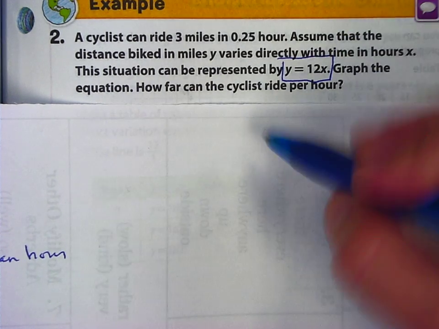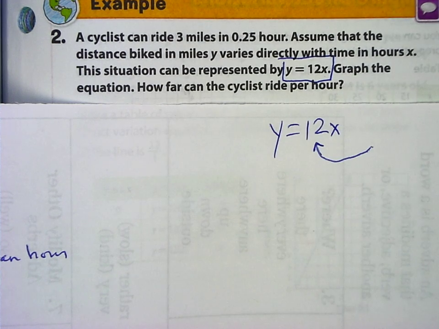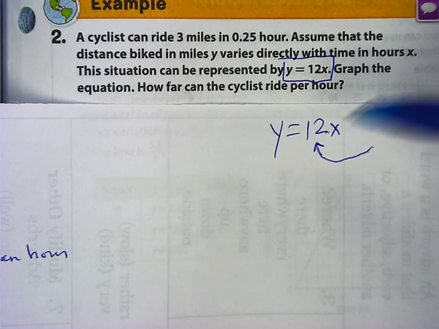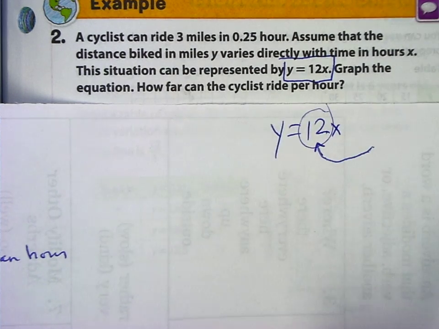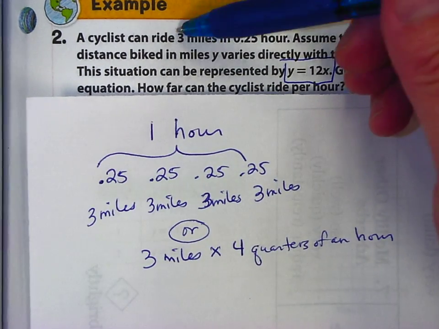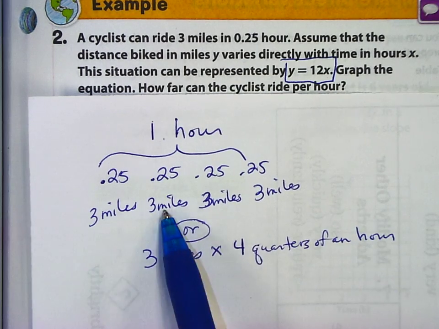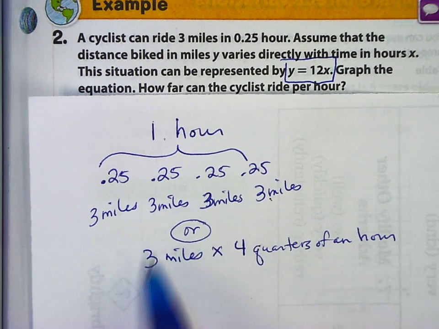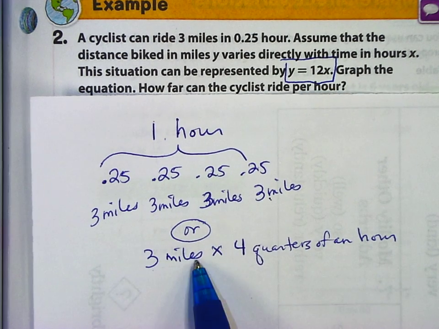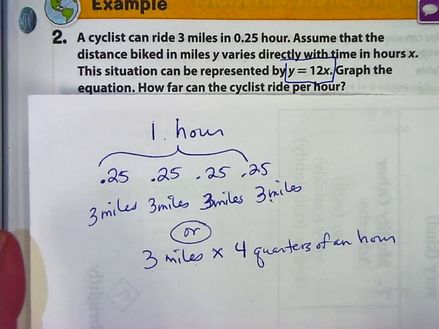Okay, so basically this y equals 12x, this 12 is your slope. This is telling you how many miles he can bike per hour. So if you take a look at this, it says 3 miles in a quarter of an hour. Well, there are 4 quarters in 1 hour, and in each one of these he bikes 3 miles. So you can add these up, 3, 6, 9, 12 miles, or 3 miles times 4 quarters of an hour. You will still get 12 miles per hour.